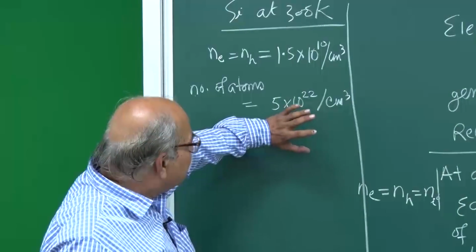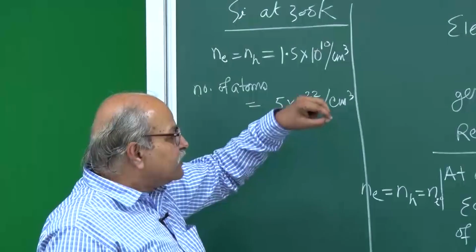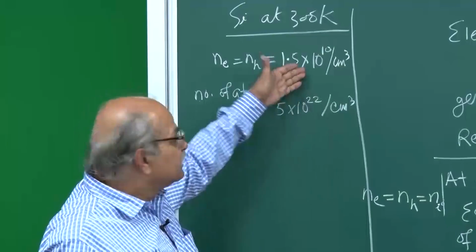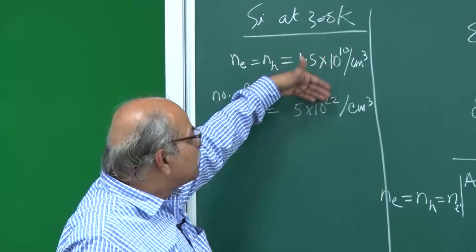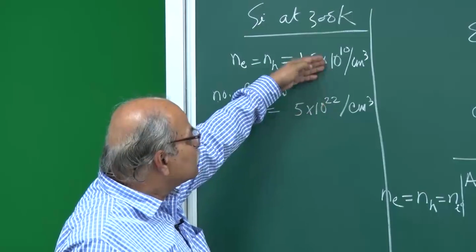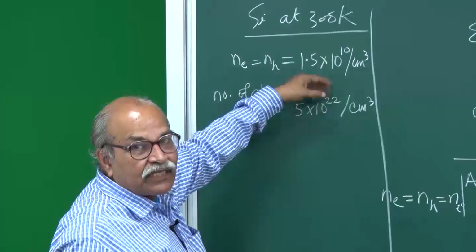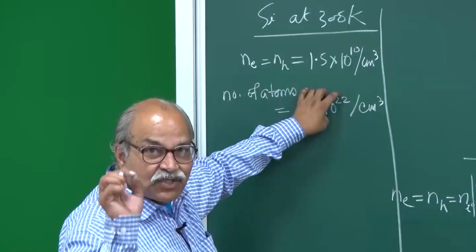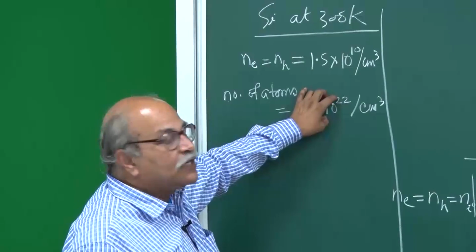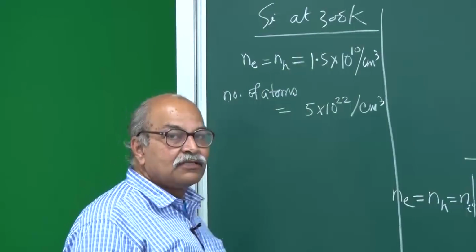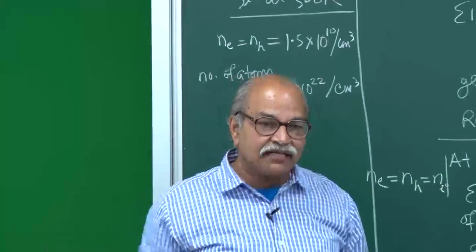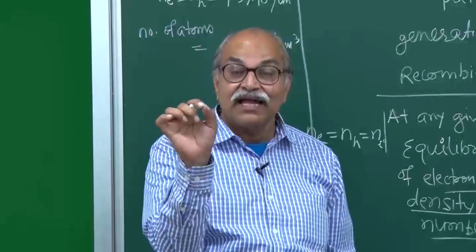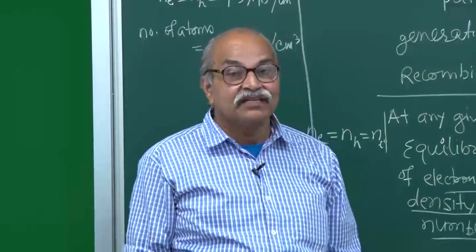Then how many bonds are broken, how many valence band electrons have gone to the conduction band, that number is this. So this is a ratio of about 10 to the power 12. So 1 in 10 to the power 12. One electron hole pair comes from 10 to the power 12 atoms. So it's a really small fraction, 1 part in 10 to the power 12. With those many atoms, with those many covalent bonds, on the average 1 bond is broken and that electron has gone to the conduction band.